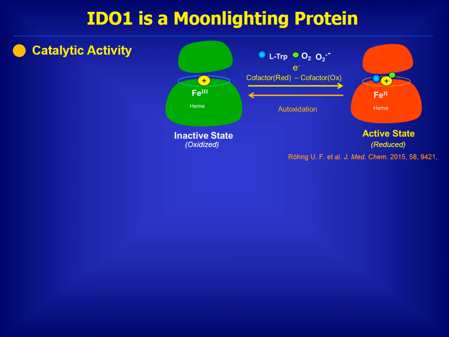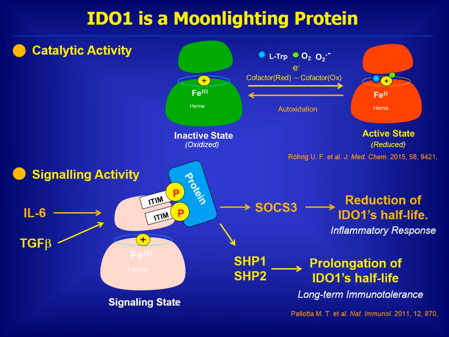Another important aspect that constitutes a black box of the enzyme is that IDO1 is a moonlighting protein, in the sense that besides having catalytic activity, this enzyme seems to have also signaling activity. In particular, this signaling activity is associated with the ITIM motifs that are localized at the level of the small domain. Upon phosphorylation, these motifs are able to recruit protein binding partners, including SOCS3 and SHP phosphatases.